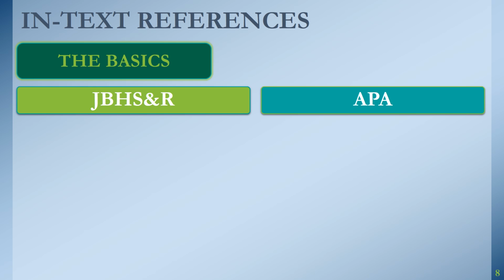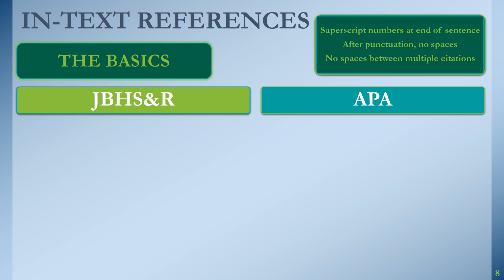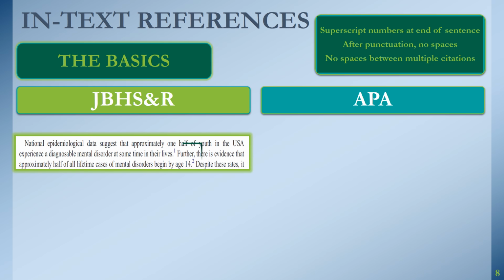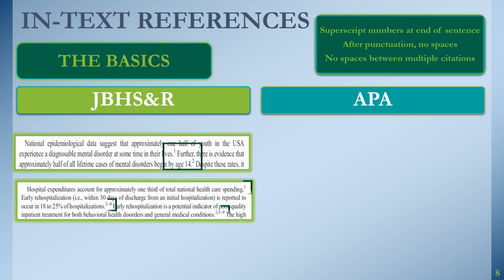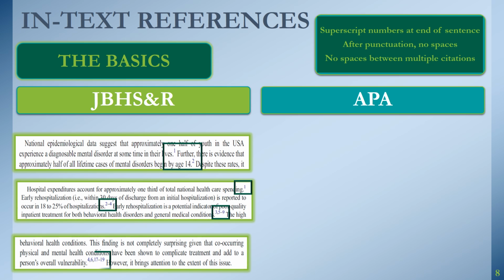Now let's take a look at some examples. Starting with the basics, and you can see we have our key takeaways from the previous slide in the right-hand corner. Let's start with examples of basic JBHS&R in-text citations, and then I'll bring up an example of APA in-text citations. So in our 3 JBHS&R examples here, you can see the use of the superscript number that follows punctuation without any spaces. For 3 or more citations that are in sequential order, they should be separated with a dash, and again, no spaces. For multiple citations that are not several numbers in a row, these should be separated by commas, and again, no spaces between the superscript number and comma.